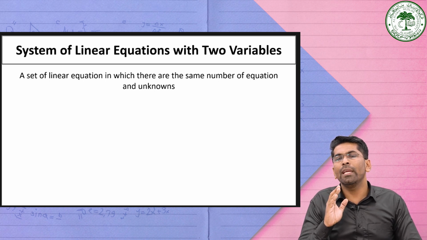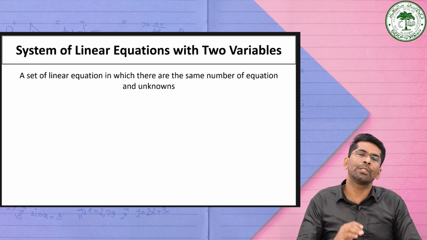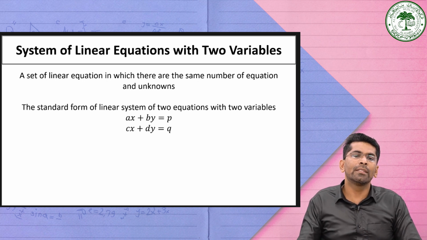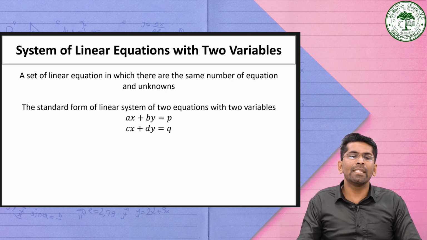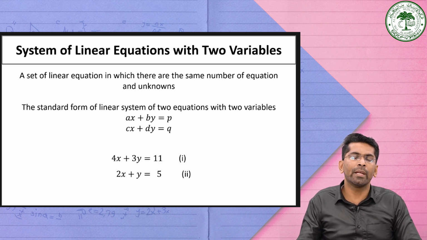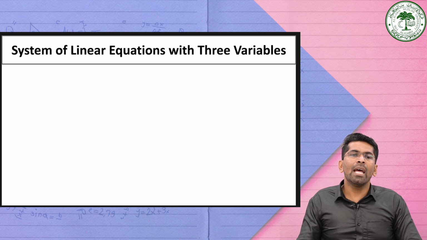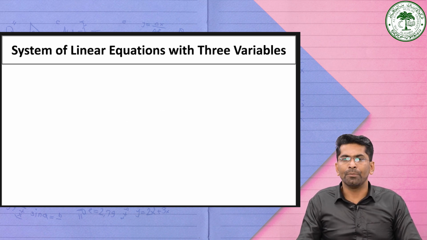The standard form of a linear system of two equations with two variables is ax plus by equal to p, cx plus dy equal to q. Here a, b, c, d are the coefficients of the concerned variables, and x and y are the variables. For example, take the system 4x plus 3y equal to 11, 2x plus y equal to 5. We have two linear equations with two variables, x and y. Similarly, we have a system of linear equations with three variables as well.